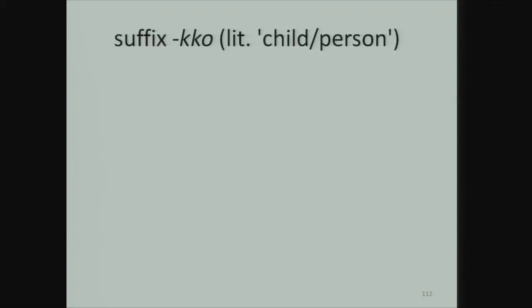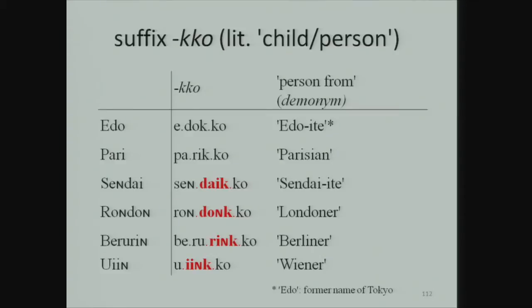A similar case is the ko suffix with a geminated k, which literally means child person, but is actually a demonym, the person from a certain place. So Edo, the former name of Tokyo, becomes Edoko or Pariko. But of course, if the final syllable is heavy, like Sendai, we get a super heavy derived Sendaiko, as well as Rondonko or Berurinko. And ween, which already has a super heavy syllable from the beginning, would have basically a quarter moraic syllable, weenko, okay, as derived with the KKO suffix.